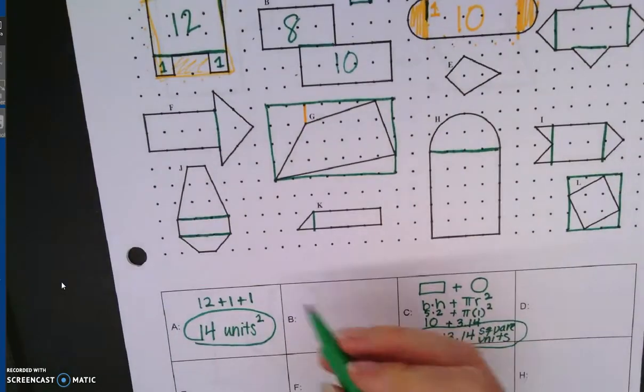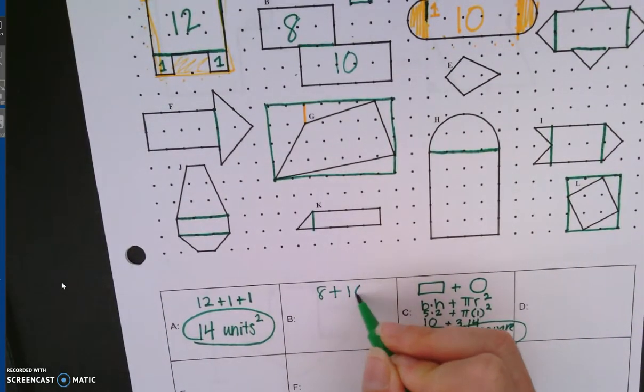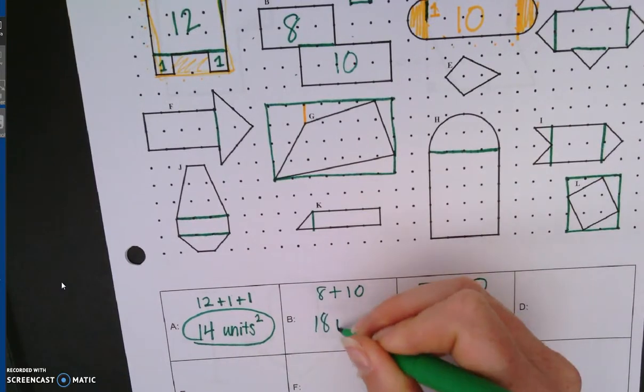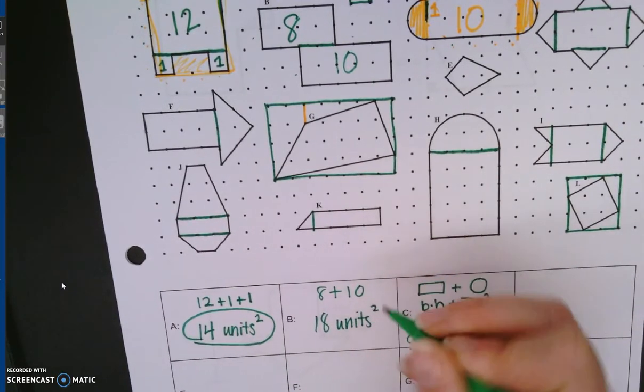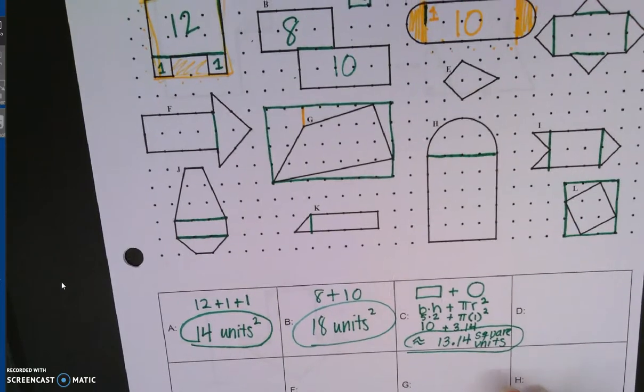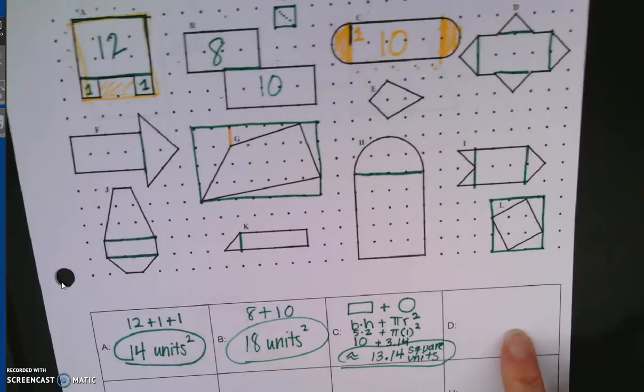And so when we add those two rectangles together, 8 plus 10, that's right, 18 square units for shape B. Awesome. See, we already did. Let's take a look at D.